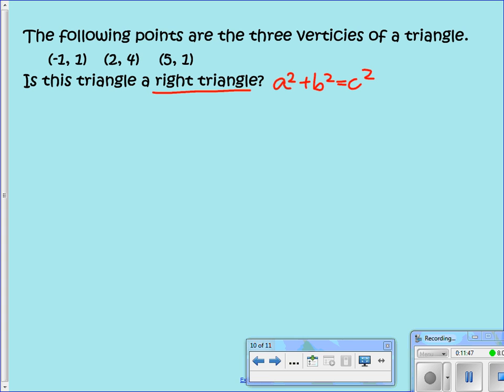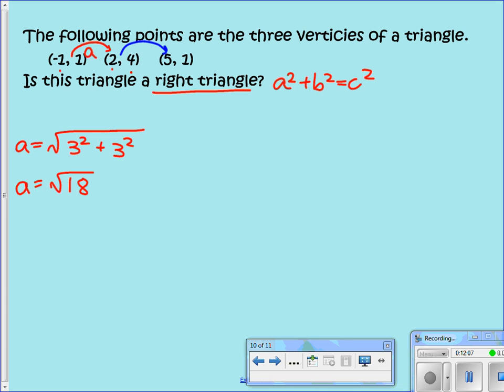So I'm going to find the distance of this point to this point and call it my a. So here's my length of a. From -1 to 2 is a distance of 3, and then a distance of 3. So this is 9 plus 9. So my distance of a is the square root of 18.